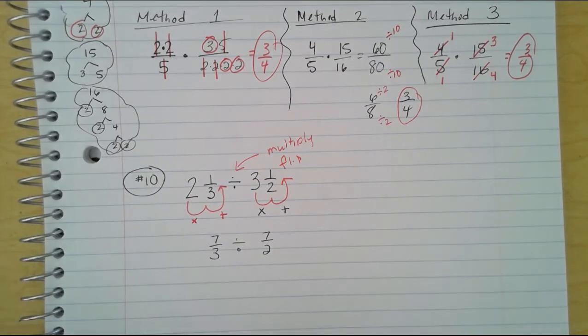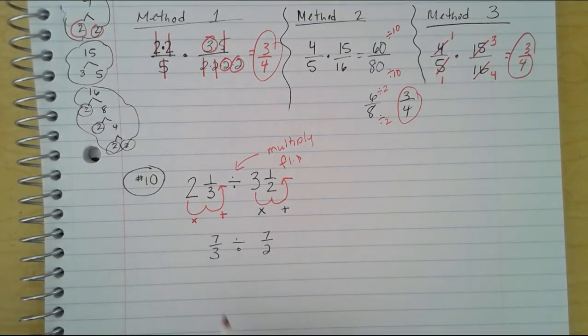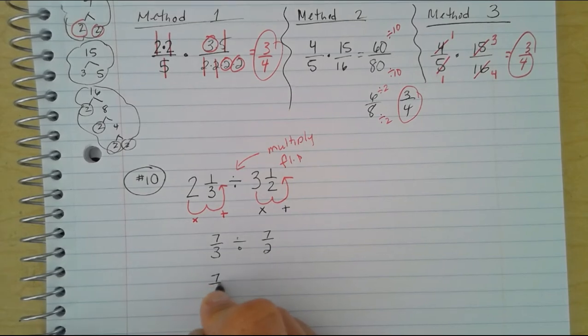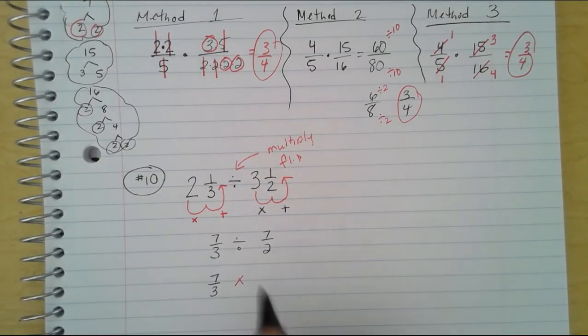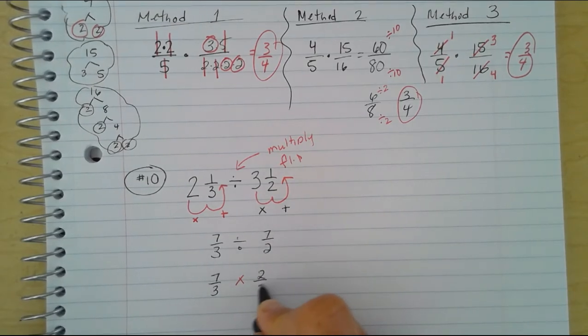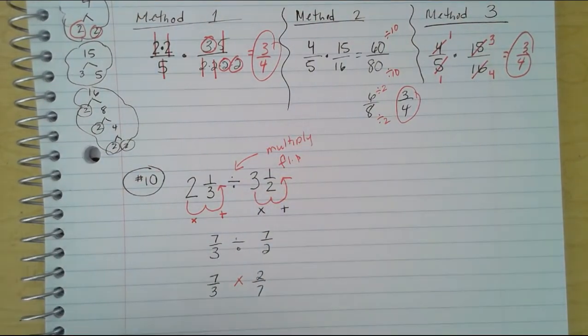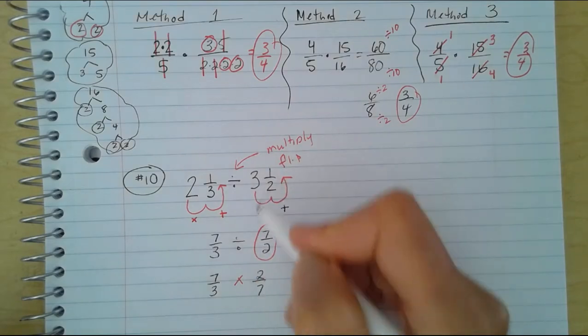Now I'm going to do the keep, change, flip step. So I'm going to keep this one. This I'm going to change to multiplication, and I'm going to flip this one upside down. This is the one that becomes the reciprocal after you've made it improper.